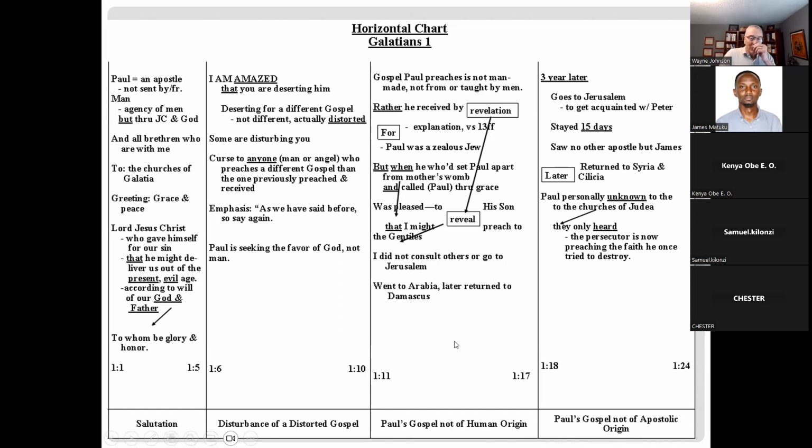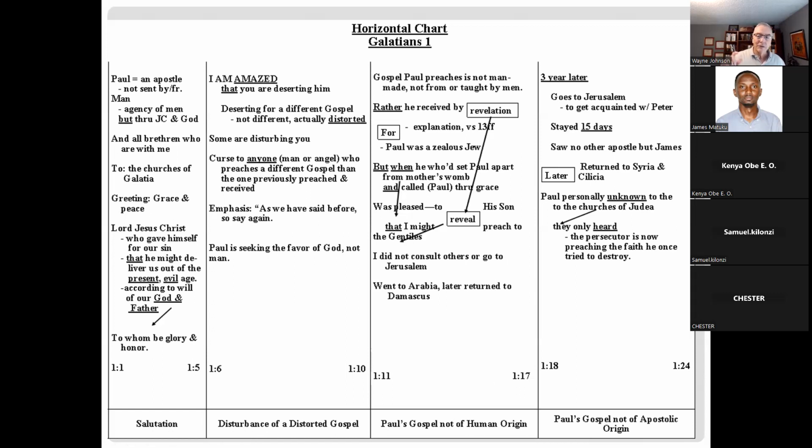In the third column, Paul gets into more of an explanation, and just make notes that the gospel Paul preaches is not man-made. It's not from or taught to him by men, to be more clear, but rather he received it by revelation. And this is repeated in the paragraph. The box is a little lower than it should be, but it talks about God being pleased to reveal his son to him personally in the revelation he received in the encounter, so that I underline, suggests purpose.